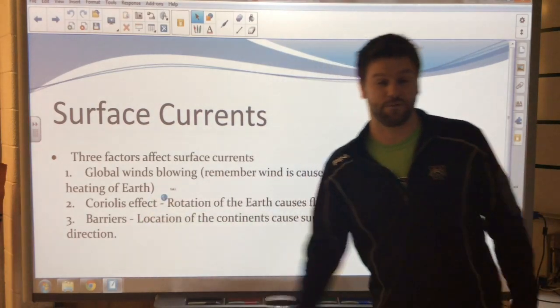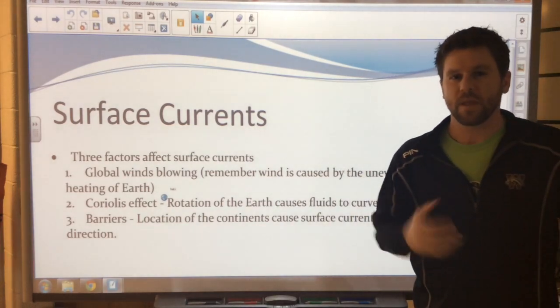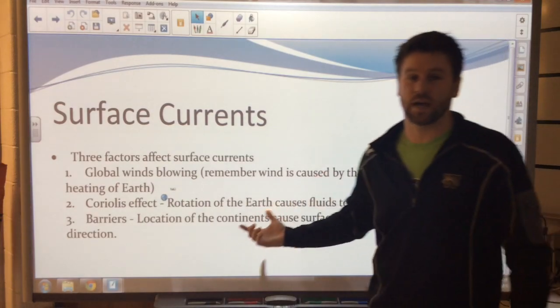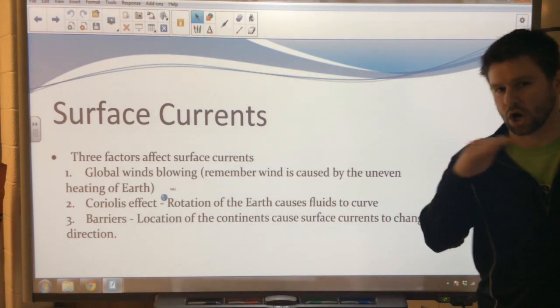The Coriolis effect, right? The fact that our earth is rotating on an axis and the water kind of lags behind, that gives us currents as well, right? So the rotation of Earth causing fluids to curve.